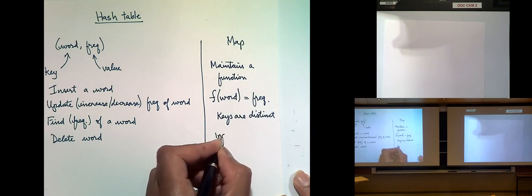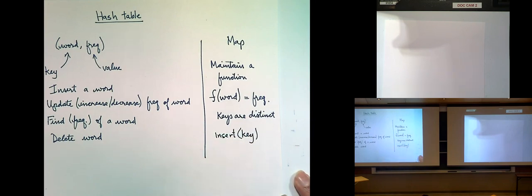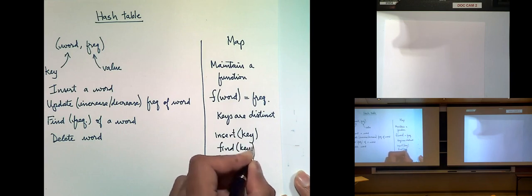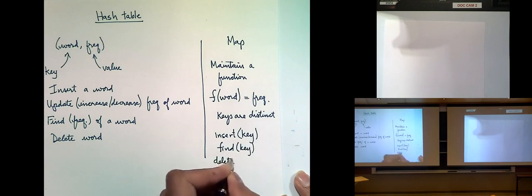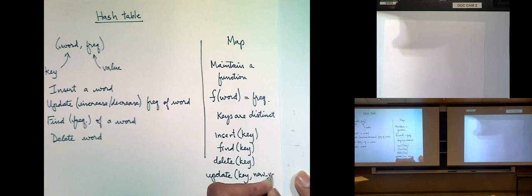What you may want to do is insert a key. You want to find a key. You want to delete a key. And then you do an update where you start with a key and you give it some new value. So these are the basic 4 operations that you would do on a hash table.